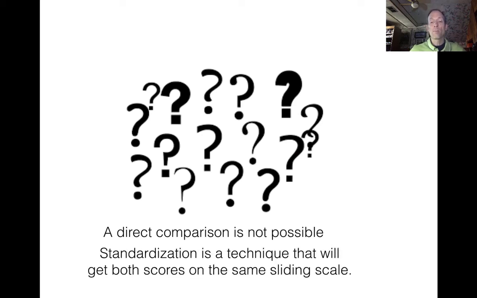And this means we don't really have the scores on the same sliding scale for comparison. So how exactly do you even the stakes then? How do you figure out which score is better? And the answer is standardization is going to help.